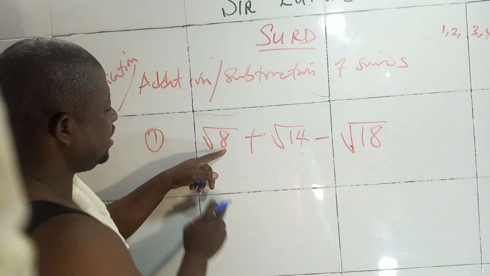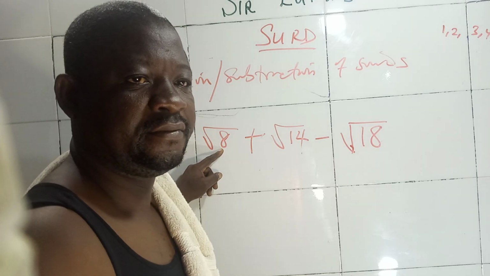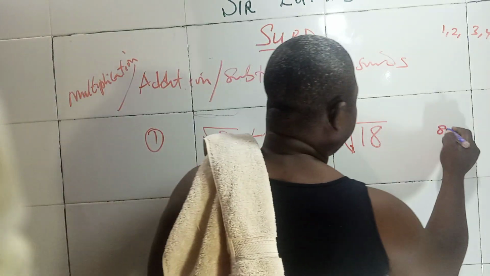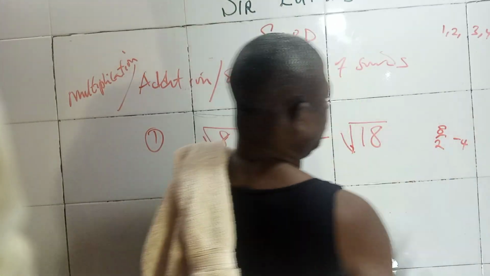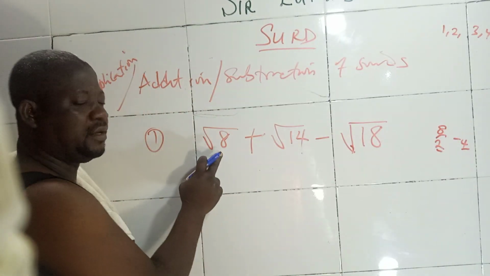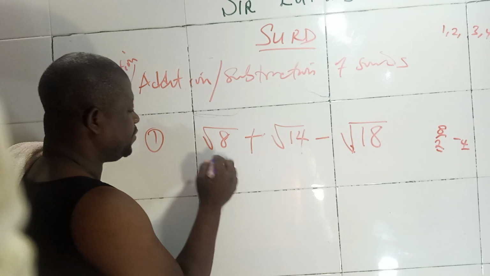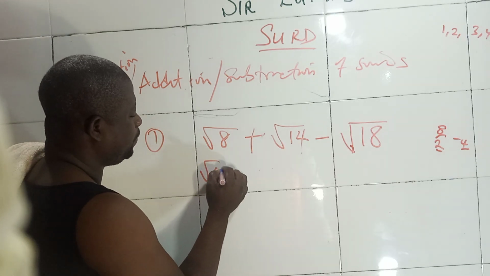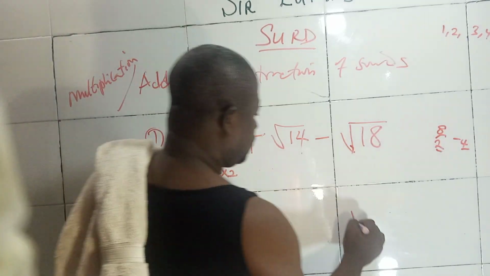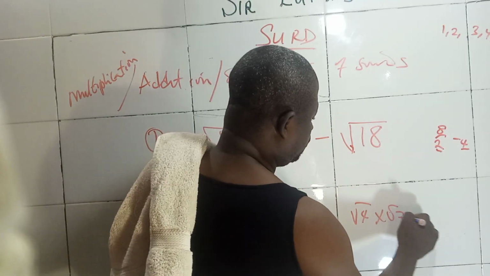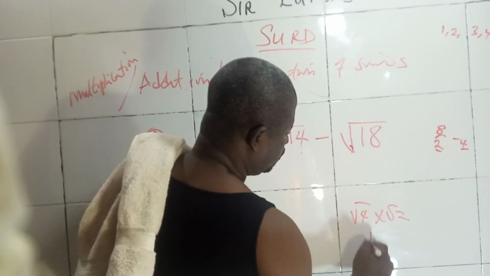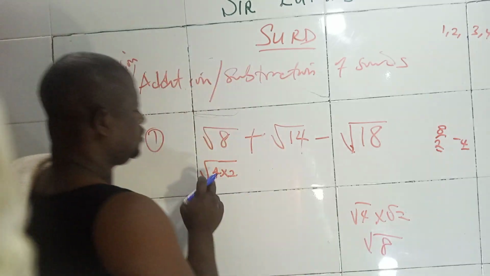So if I say 8 divided by 1, I will still have my 8. The next factor, if I say 8 divided by 2, 8 divided by 2 is what? 4. It means 2 and 4 are the factors of 8. I can now represent this as 4 times 2. Meaning that root 4 times root 2 will also still give you root 8, because to multiply this, you just take one root. 4 times 2, 8. You still achieve this back.